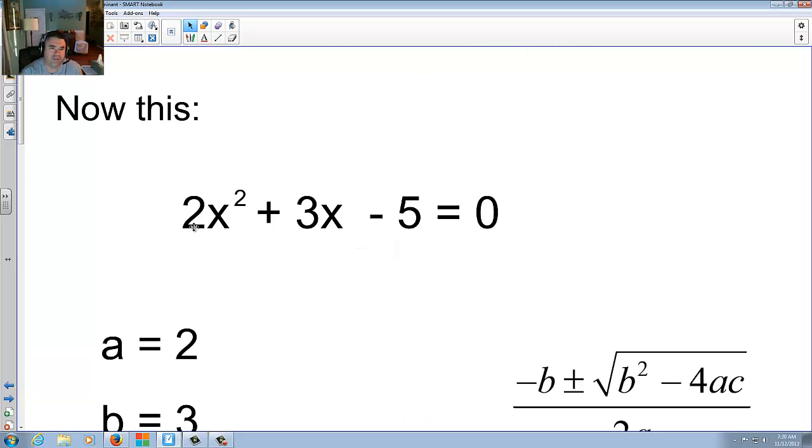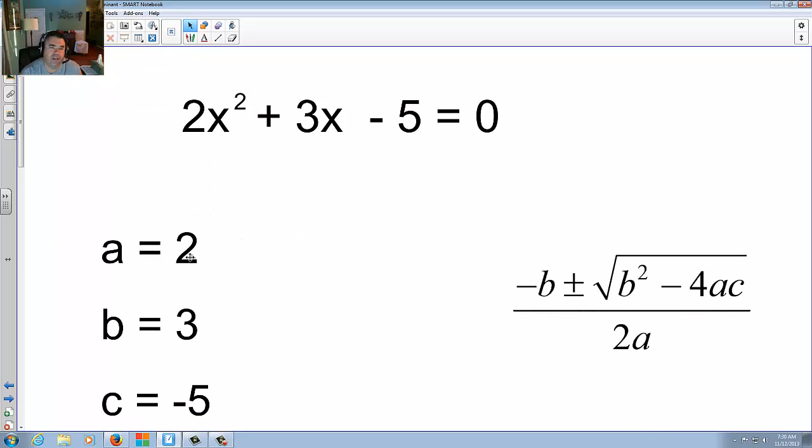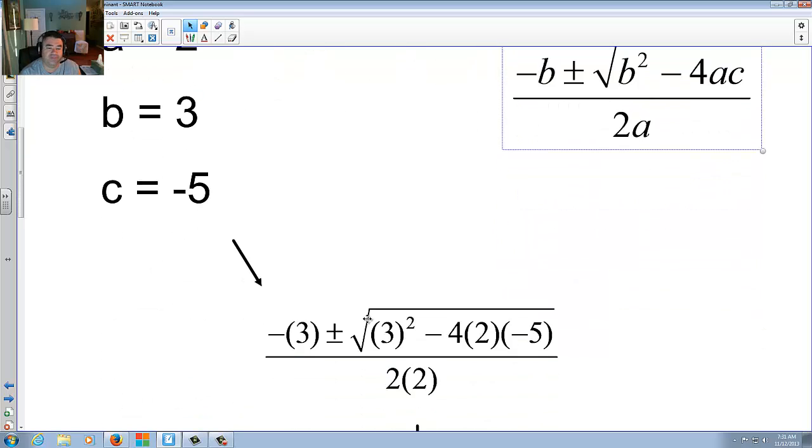Now let's try this. 2x squared plus 3x minus 5 equals 0. A is 2, b is 3, c is negative 5. So again, just plug it into this formula. Whenever you see a b, plug in a 3. When you see an a, plug in a 2, and when you see a c, plug in a negative 5.